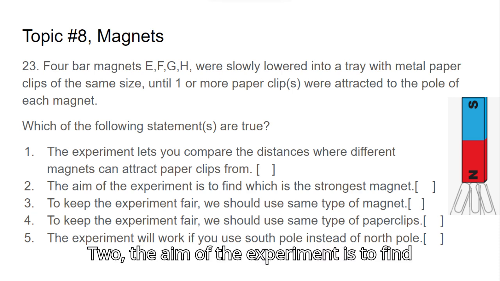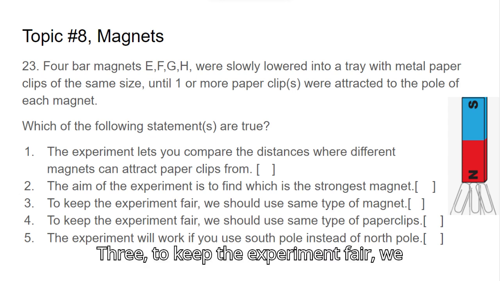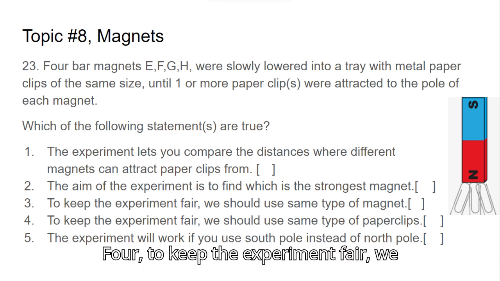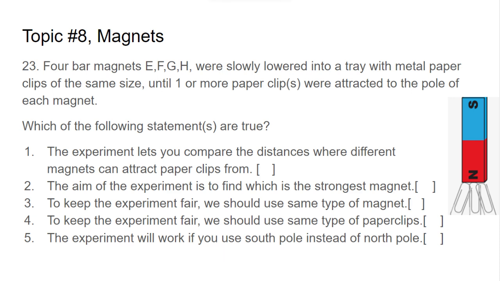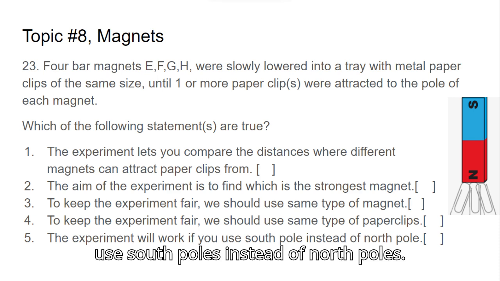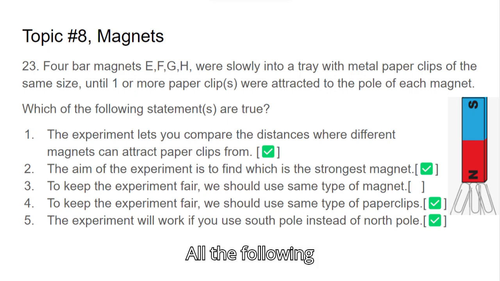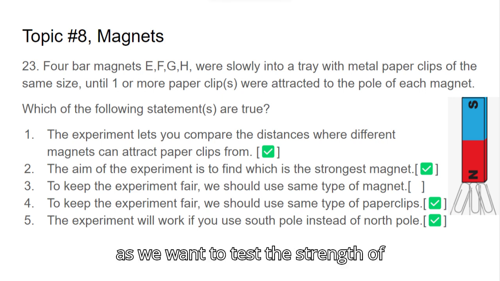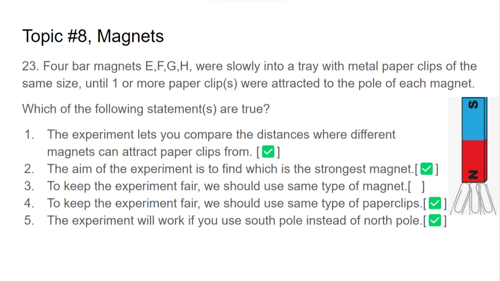2. The aim of the experiment is to find which is the strongest magnet. 3. To keep the experiment fair, we should use the same type of magnet. 4. To keep the experiment fair, we should use the same type of paper clips. 5. The experiment will work if you use south poles instead of north poles. Solution. All the statements are correct, except number 3, as we want to test the strength of different magnets, so we cannot use the same magnets.